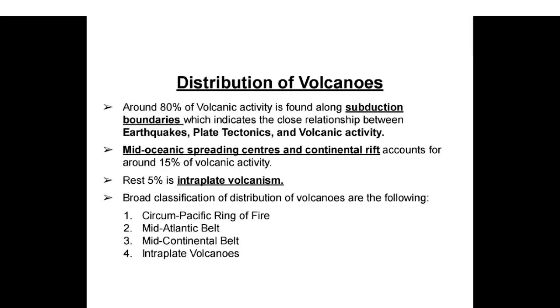Distribution of volcanoes. Around 80% of the volcanic activity is found along subduction boundaries, which indicates the close relationship between earthquakes, plate tectonics, and volcanic activity. Mid-oceanic spreading centers and continental rifts account for around 15% of the volcanic activity. The remaining 5% is intraplate volcanism. The broad classification of the distribution of volcanoes is the following: Circum-Pacific Ring of Fire, Mid-Atlantic Belt, Mid-Continental Belt, and intraplate volcanoes.